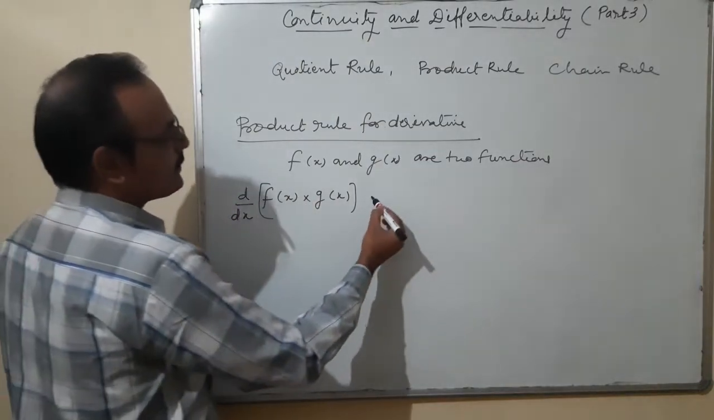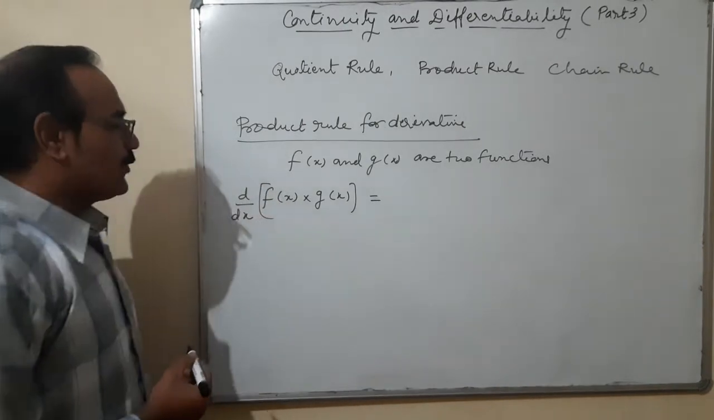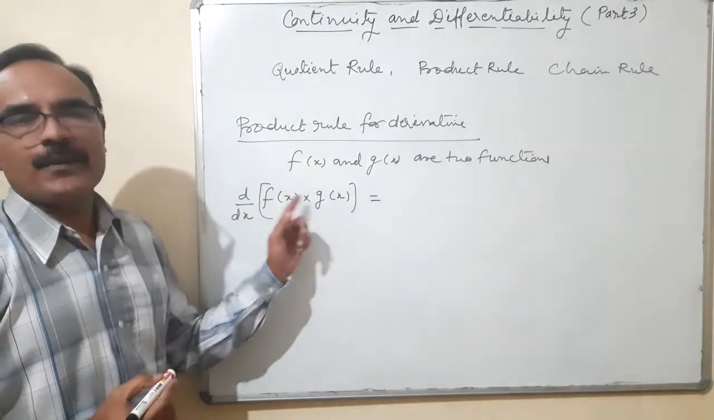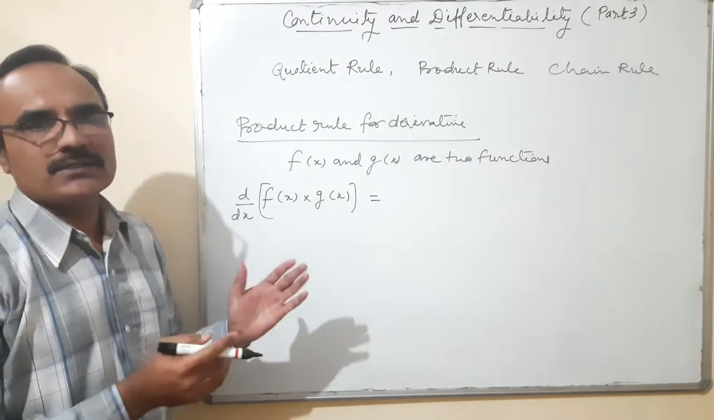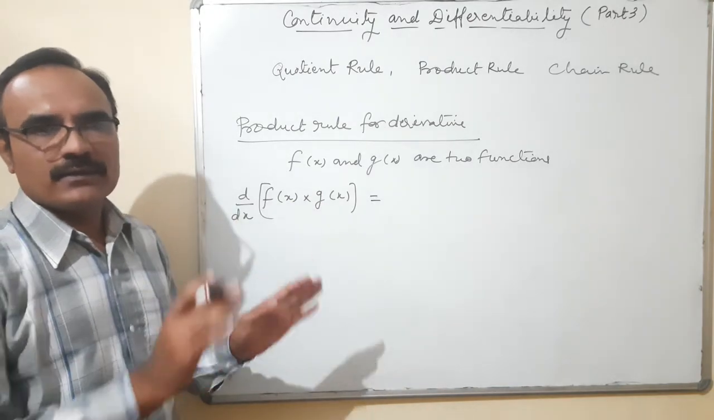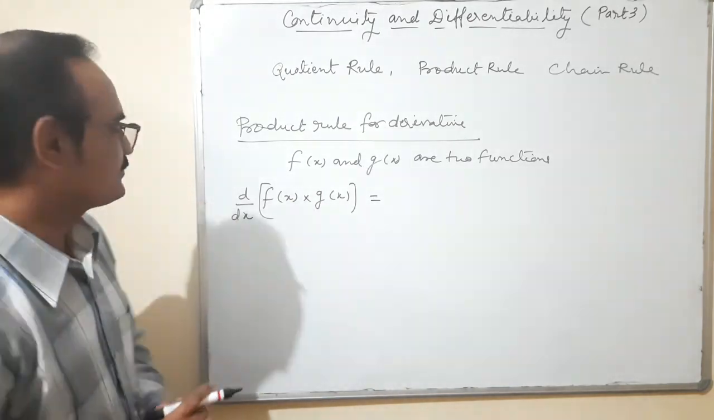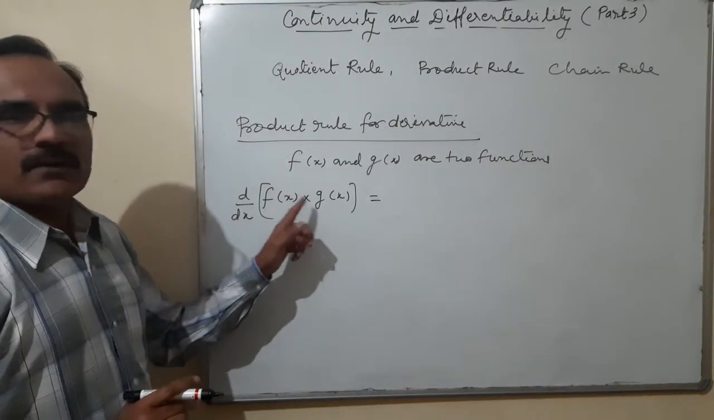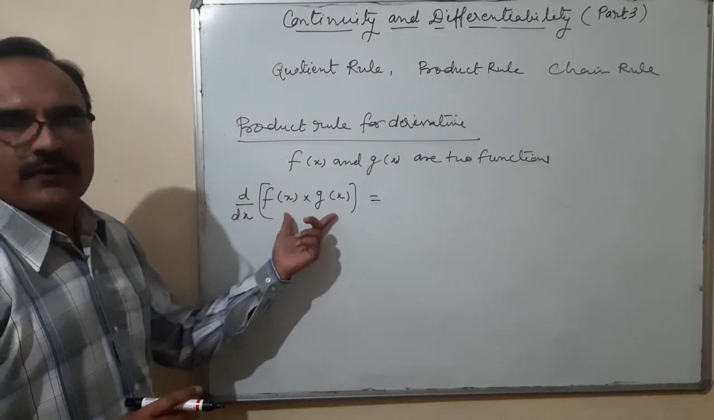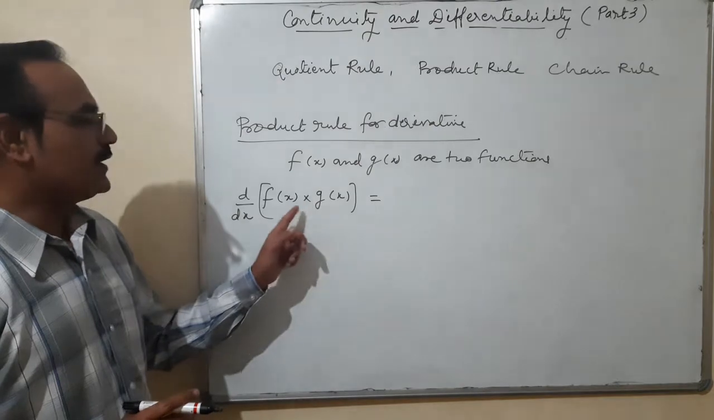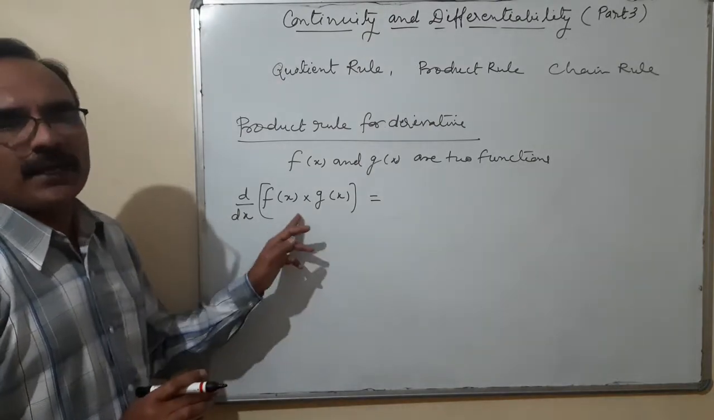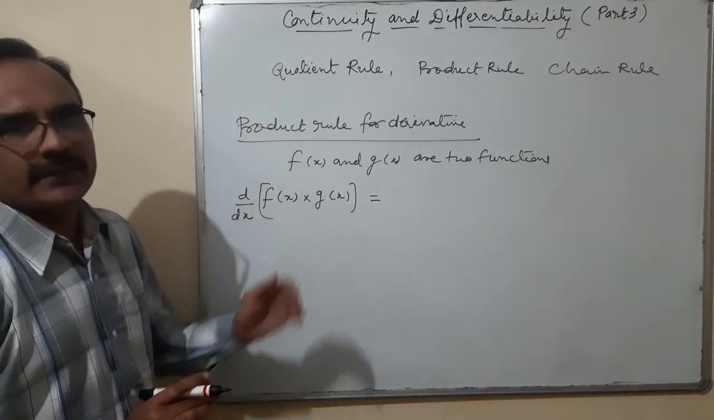How to solve this type of question? Product of two functions, both should be variable. If there is a constant term, then constant is coming outside, there is no problem, simply we will have to differentiate. If both the functions are variable terms, and we are going to find the product rule, that means the product between these two functions, then how to differentiate them?